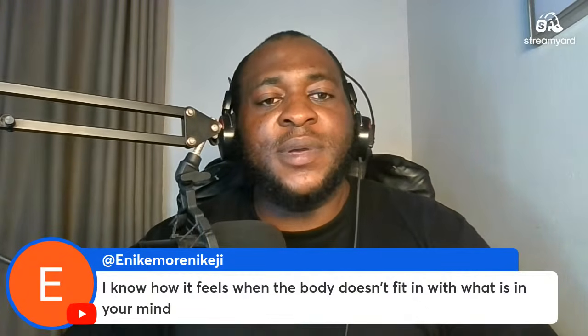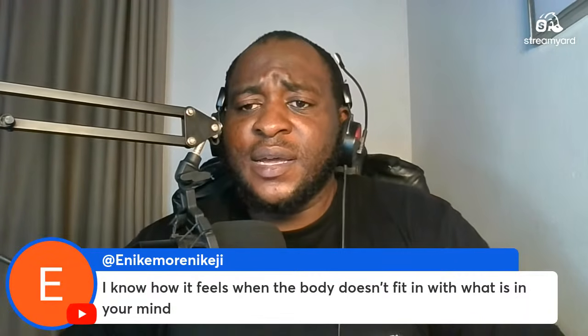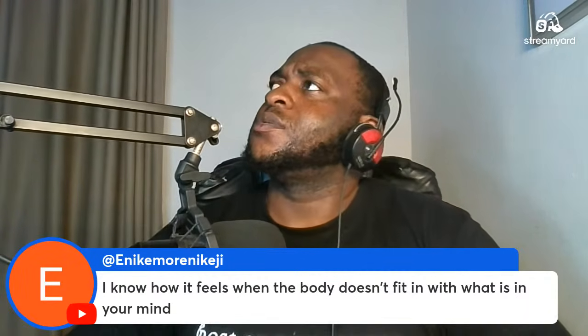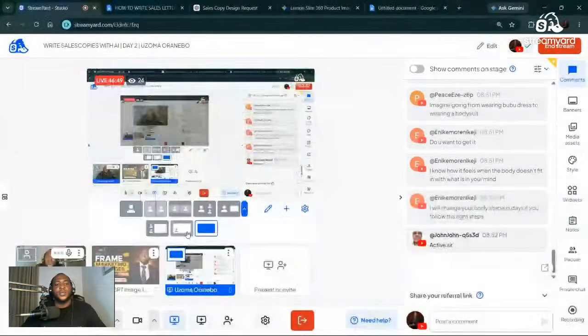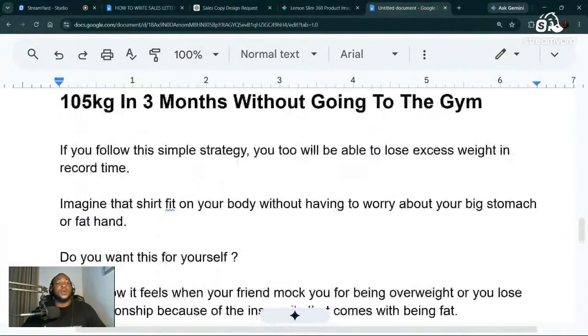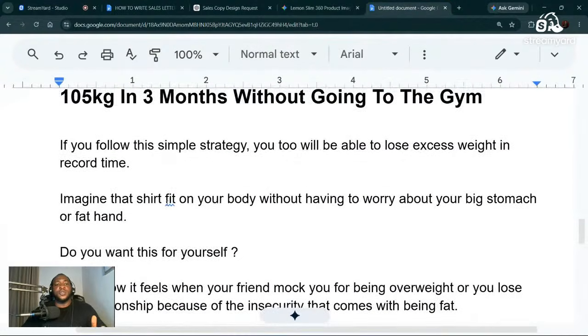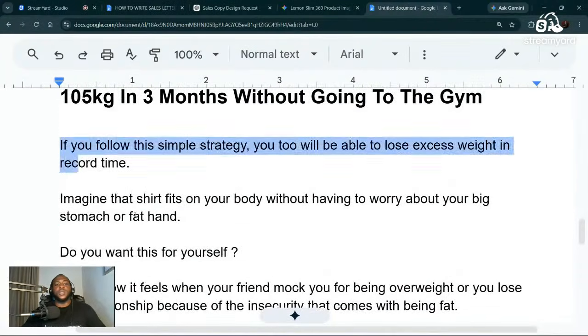"I know how it feels." Beautiful. This person is a very good person. Rennie bought the headline book yesterday. Well done. So let's continue our work so that we can round up on time. I'm going to continue by going straight on. Right now we are already done with what you can see. We've already written the headline, and everything here is called the hook.